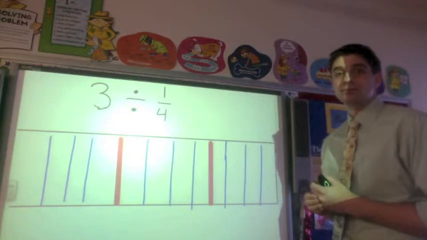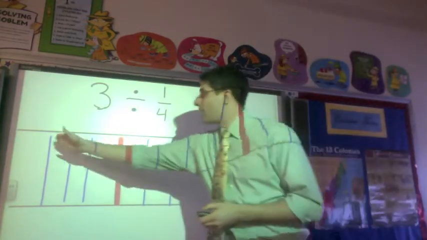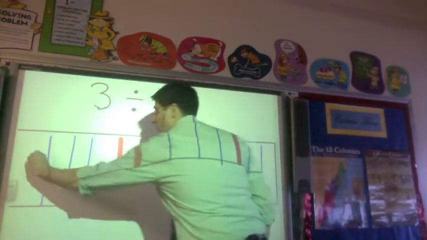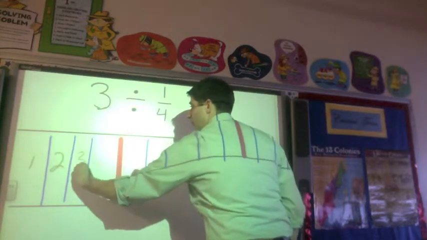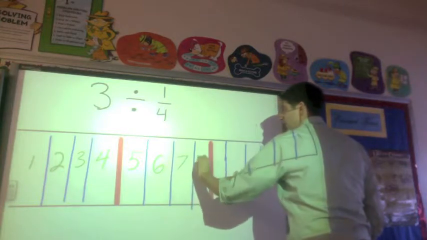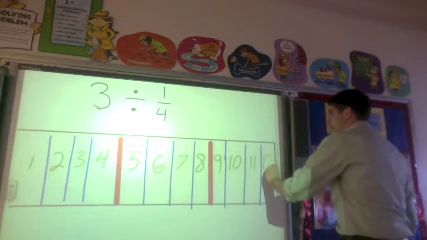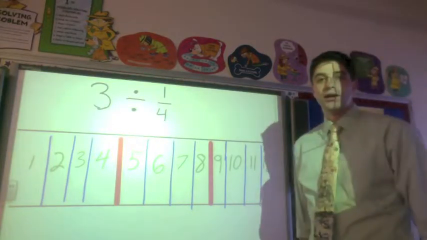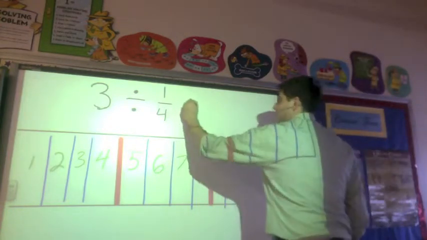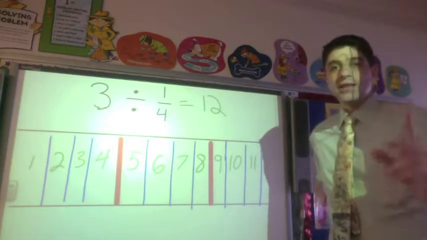So what I do now is I'm going to count how many lines or how many spaces I have in each box. So if you count with me, I have 1, 2, 3, 4, 5, 6, 7, 8, 9, 10, 11, and 12. And my answer to 3 divided by 1/4 is 12. That's one way to do it.